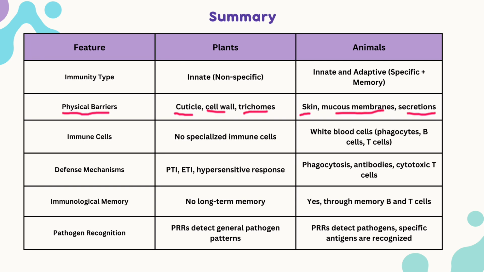The next is physical barriers. In plants there are three, which are cuticle, cell wall, and trichomes. In animals there are also three, which are skin, mucous membranes, and secretions. The purpose of physical barriers is to protect them from predators or pathogens.